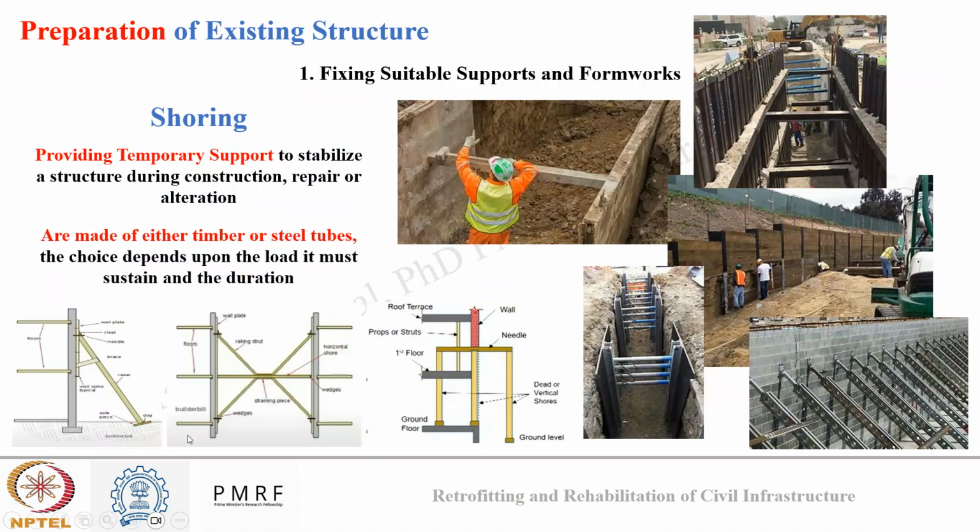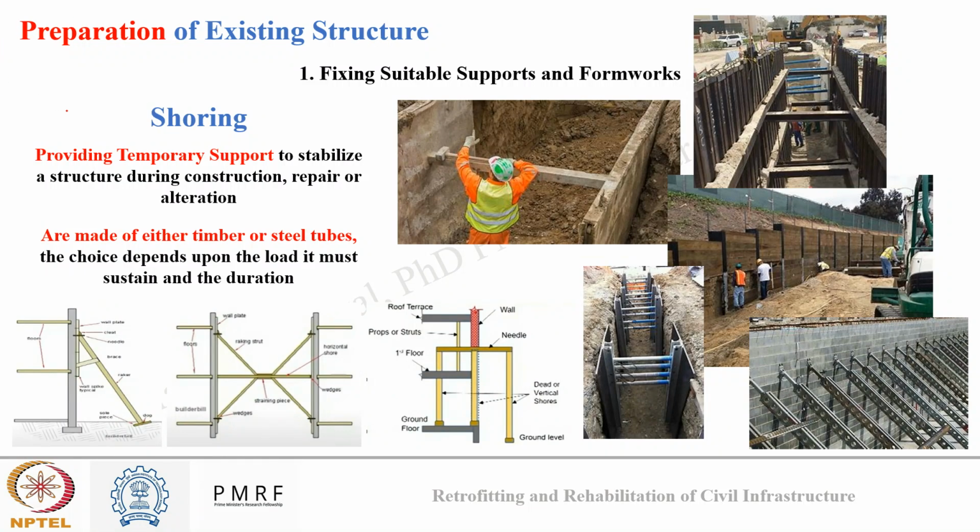Okay, so first let's see how surface preparation is done before carrying out any activity of repair or retrofitting. The preparation of existing surface is carried out in two steps. First is fixing suitable supports and formwork, and second is surface preparation. The first part is to fix suitable supports and formwork. Okay, now how is this done?